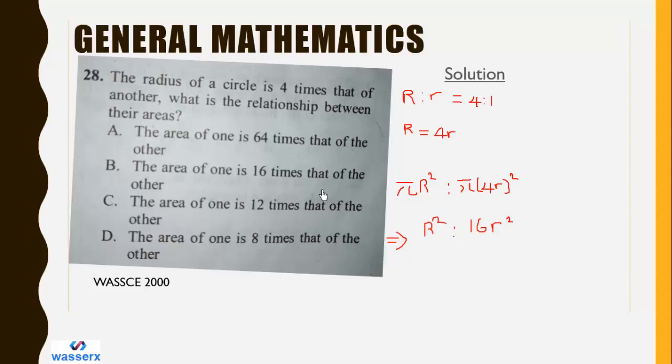So it means it is 16 times. Or we could also write this as big R squared is to small r squared is equal to 16:1. So the answer is B.